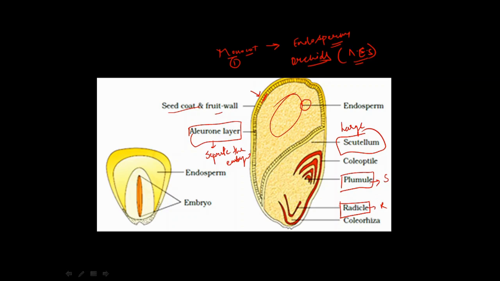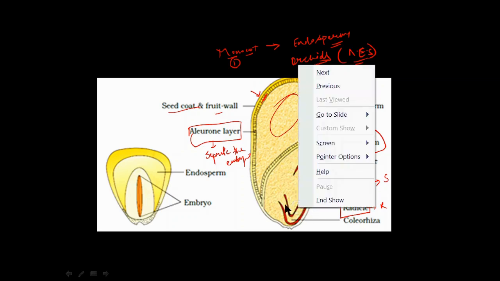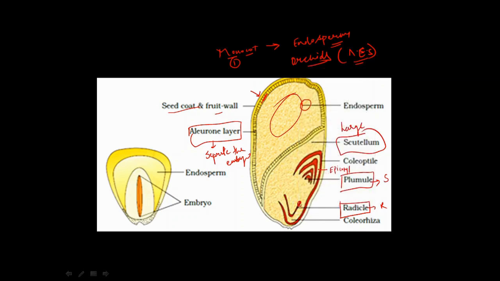What you have to remember here is that just above the plumule there is a region called the epicotyl. In the case of the radicle, if this is the termination point of the radicle, then the upper part is the hypocotyl.